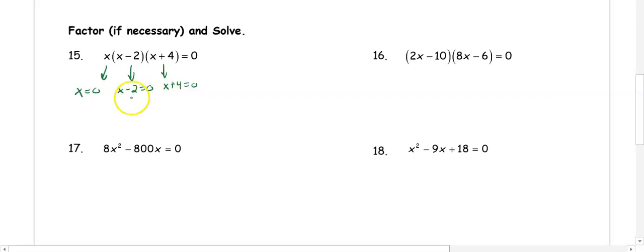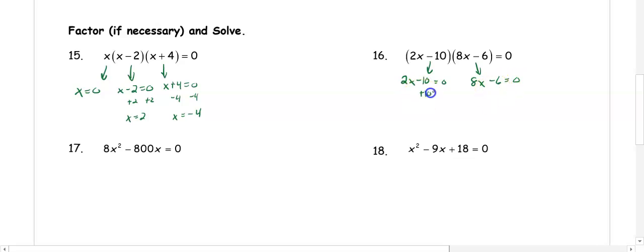x equals 0 is already solved for. The second one we're going to add 2, so x is 2. And the next one we're going to subtract 4, so x is negative 4. So we see 3 x's here, so we're going to have 3 solutions. In number 16, we only have 2 x's, so we're going to have 2 solutions. So 2x minus 10 equals 0, and 8x minus 6 equals 0.